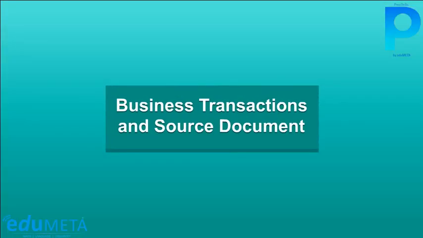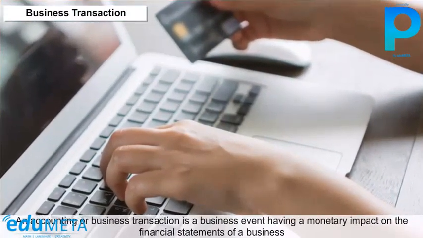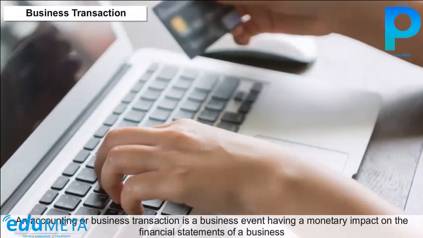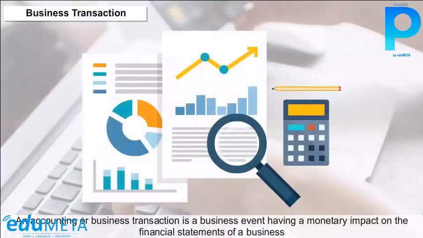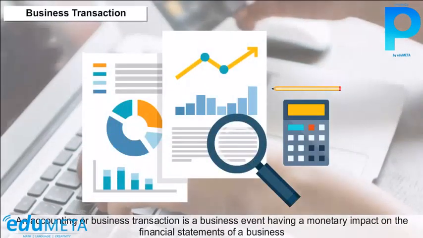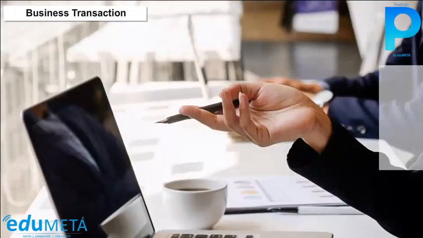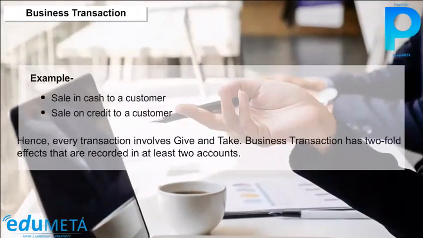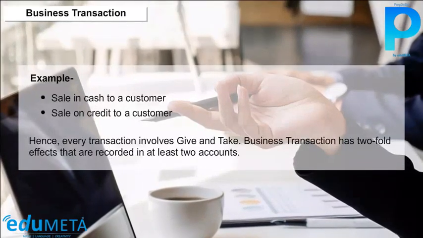Business transactions and source document. Business transaction meaning: an accounting or business transaction is a business event having a monetary impact on the financial statements of a business. It is recorded in the accounting records of the business. A business transaction has twofold effects that are recorded in at least two accounts.